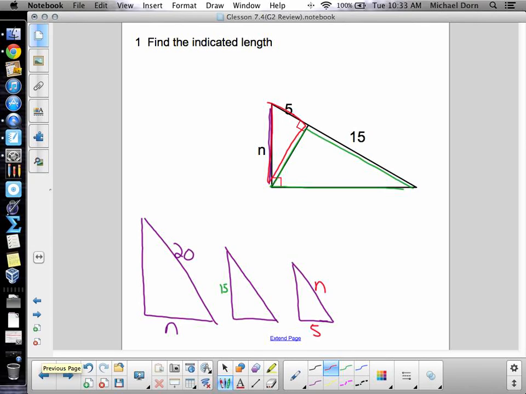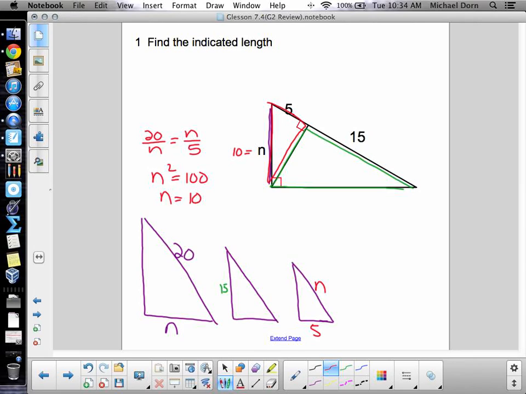Yeah. The big and the little. And it's 20 compares to n, and n compares to 5. So we're going to cross multiply. So n is 10. In fact, this is a 30, 60, 90 triangle. I didn't think it was, but it actually worked out that it is. But that's just coincidence in this case. Just the way the numbers worked out.